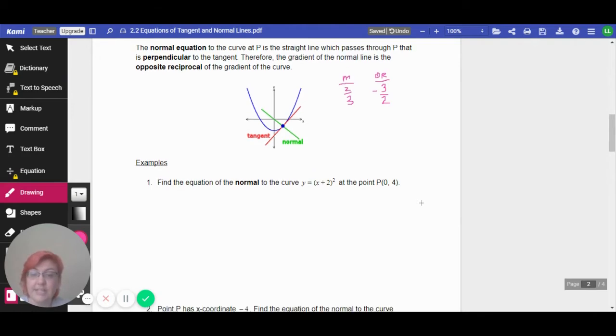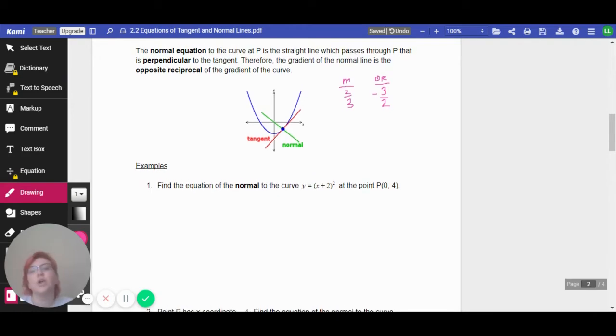All right, let's find the equation of the normal to the curve y equals x plus 2 squared at point 0, 4. Okay, step 1, let's write down our x and y. Our x is 0 and our y is 4. From here, I'm going to write out my curve equation a little bit better. So I know that x plus 2 squared is like saying x plus 2 times x plus 2.